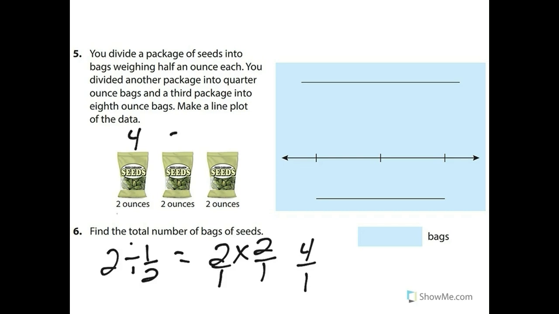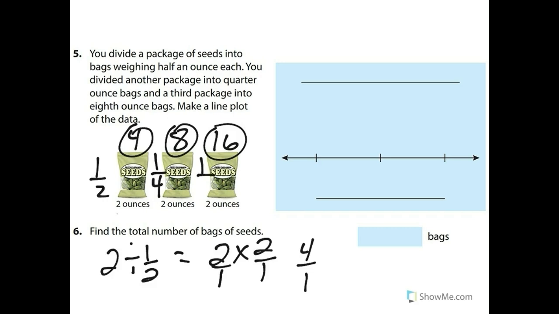2 divided by 1/4 is going to be 8. And 2 divided by 1/8 is going to be 16. So you have 4, 8, and 16. So 4 of the 1/2, 8 of the 1/4, 16 of the 1/8. Okay? And so what we can do, you've got our data, 1/2, 1/4, and 1/8. You got how many of each? Okay? So I want you to go ahead, fill out this line plot, and then we will go over it.